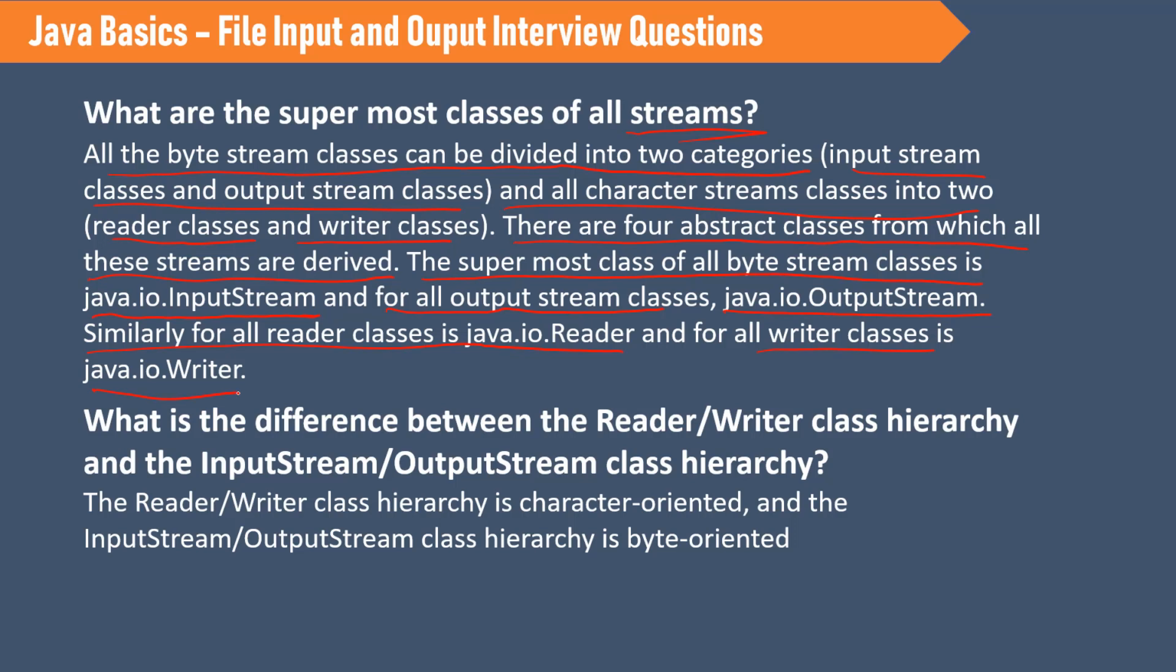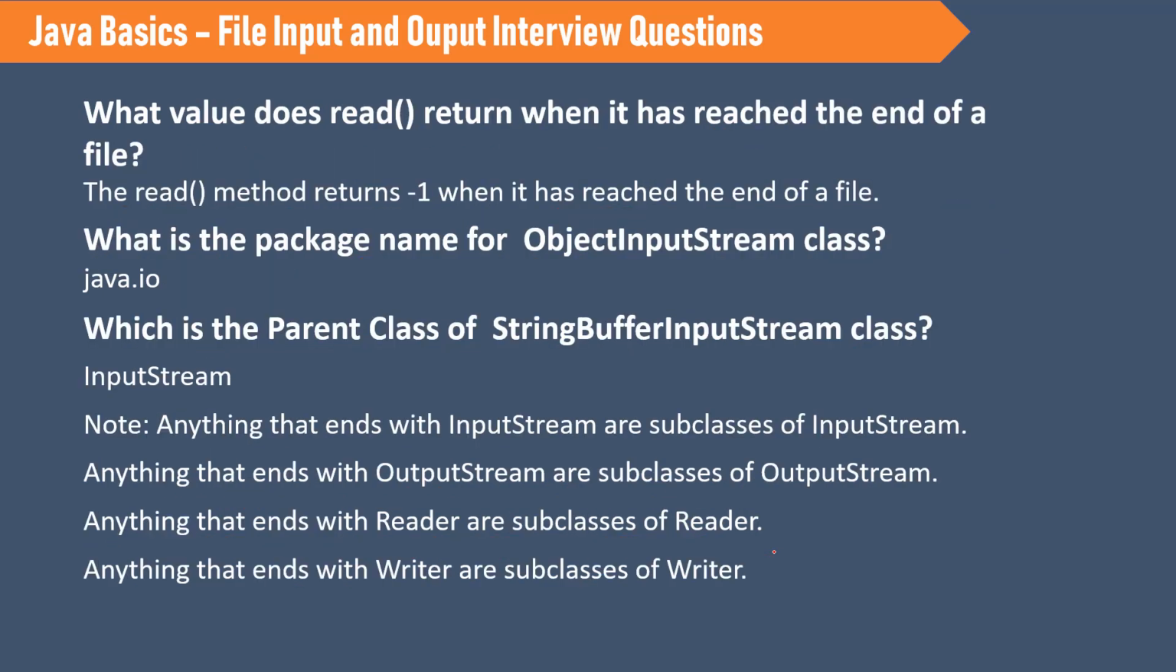What is the difference between the Reader or Writer class hierarchy and the InputStream or OutputStream class hierarchy? We know that Reader or Writer are for character oriented streams and InputStream or OutputStream for byte streams. So the Reader or Writer class hierarchy is character oriented and the InputStream or OutputStream class hierarchy is byte oriented. What value does read return when it has reached the end of a file? We have already seen an example for this while reading data from a text file using the read method of the FileReader class. The read method returns -1.